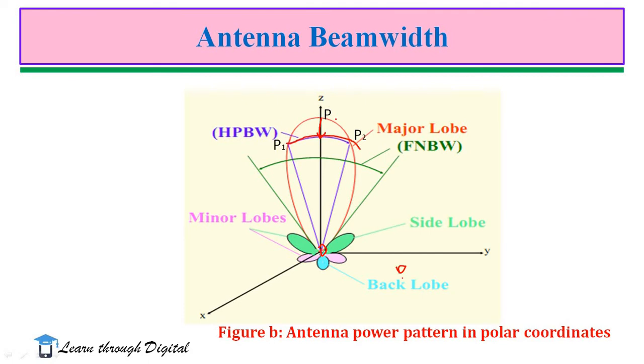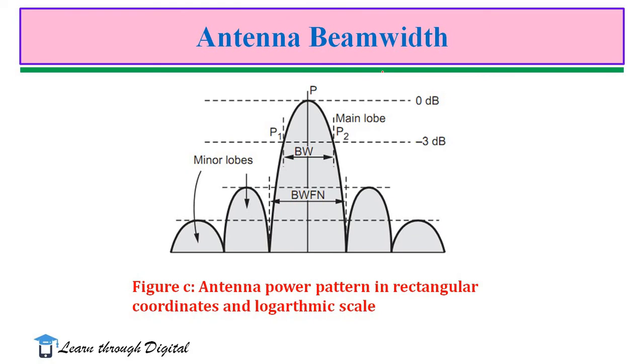Half-power beamwidth is the angular width in degrees between the points on a major lobe of a radiation pattern where the radiated power decreases to half of its maximum value. It is also called 3 dB beamwidth. From this figure, it is clear that the power is maximum at point P, but at points P1 and P2, the power is 3 dB down the maximum power.